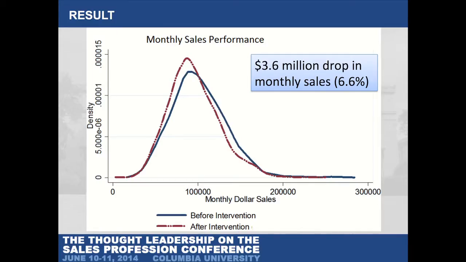Sales went down by $3.5 million a month. This is barely scaled, so I'm giving you a pretty good sense of the magnitude here. Okay? They went down. I'm showing you the entire distribution of sales, so you can see that that red line, which is after the intervention, moves a little bit to the left. It's not just average sales, it's actually changing. There's heterogeneity among these salespeople. People reacted differently, and there's a pattern to the reaction.